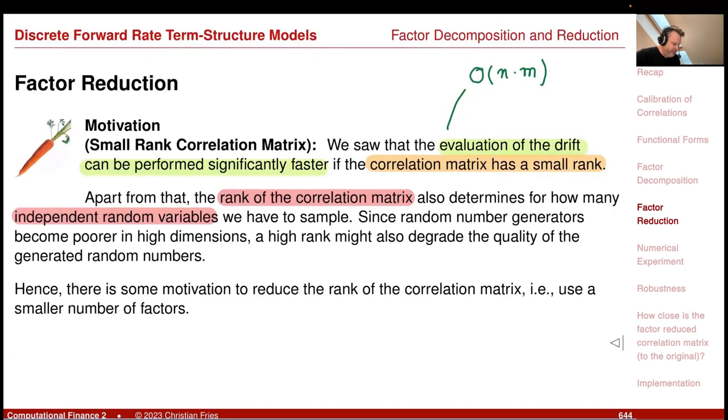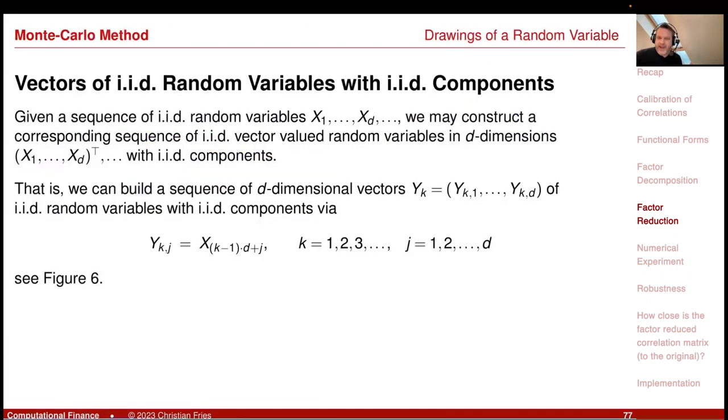And this is an important aspect, because random number generators become poorer in high dimensions. I have a factor of 8 difference in the dimension of the random vector which I have to sample. Maybe just as a reminder, recall that in numerical methods, there was a small remark on how you create a random vector.